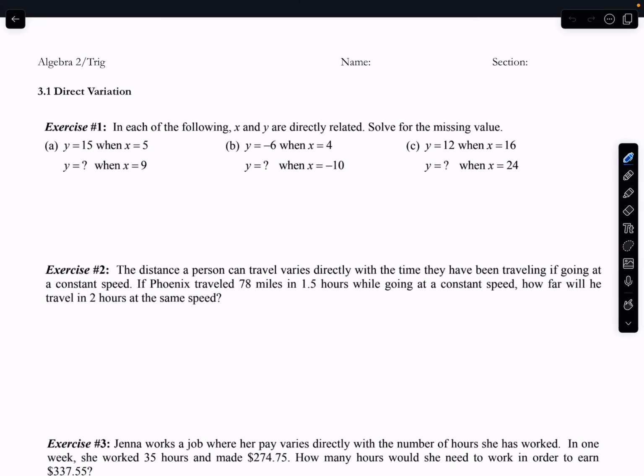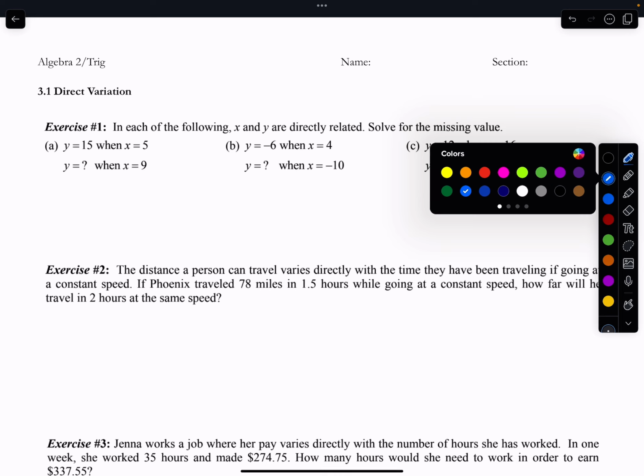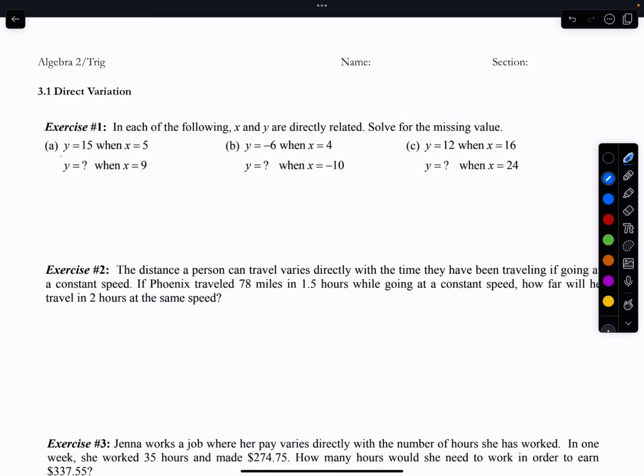Okay, we're going to take a look here at what is called a direct variation. What we can see here are just like setting up ratios that are going to be equal to each other. We call them proportional or direct relationships. So what we're looking at here are points. If we know when y is 15, then x is 5.